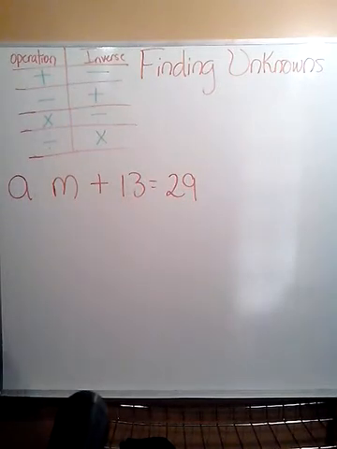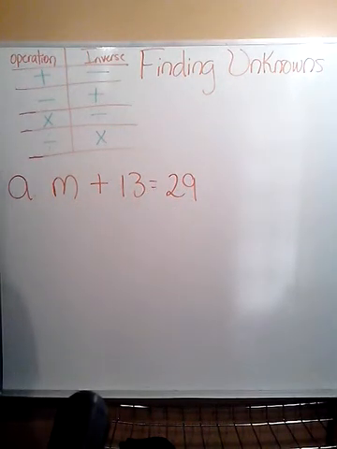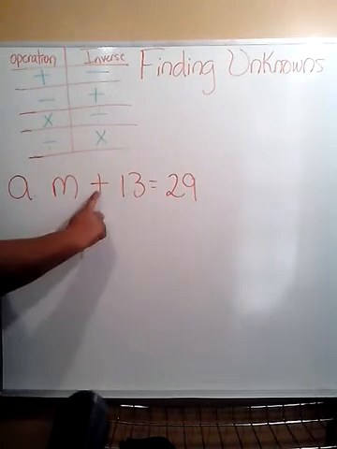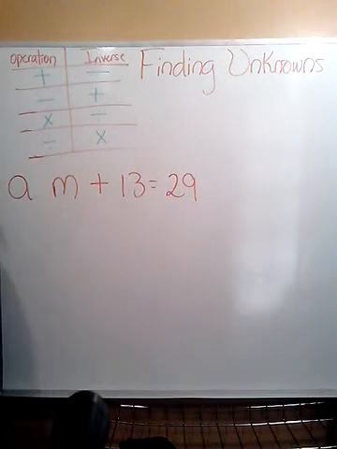Okay, so the first step in our notes was to identify the operation in the problem. Okay, so we look at the problem, we see what operation are we using? M plus 13 equals 29. The operation in the problem is addition. Step 2. Use the inverse operation to solve the problem.